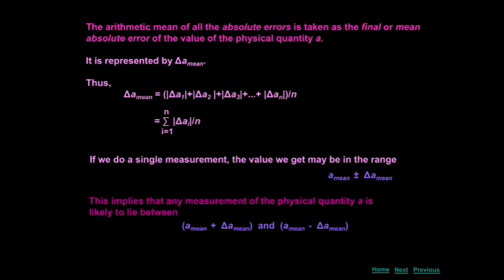What is that? That is relative error. See your textbook or see the screen. The relative error is the ratio of the mean absolute error to the mean value. It is the ratio between the mean absolute error and the mean value that we call relative error.